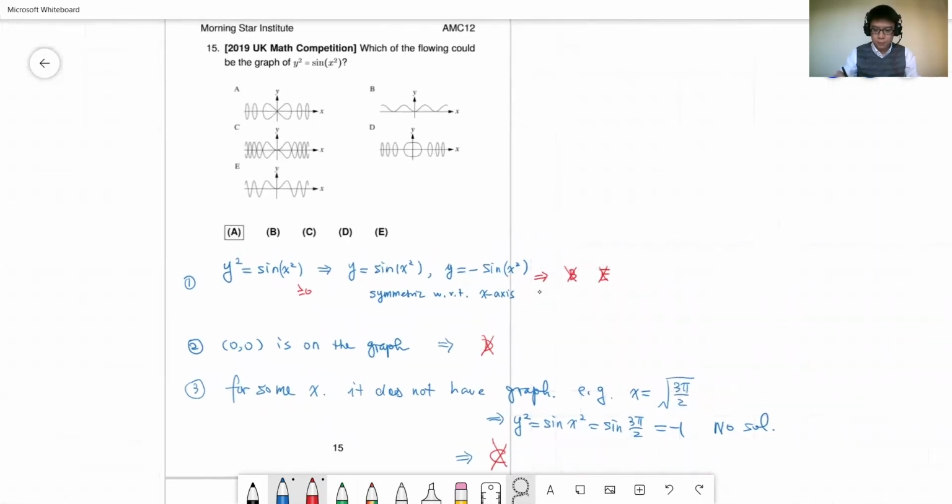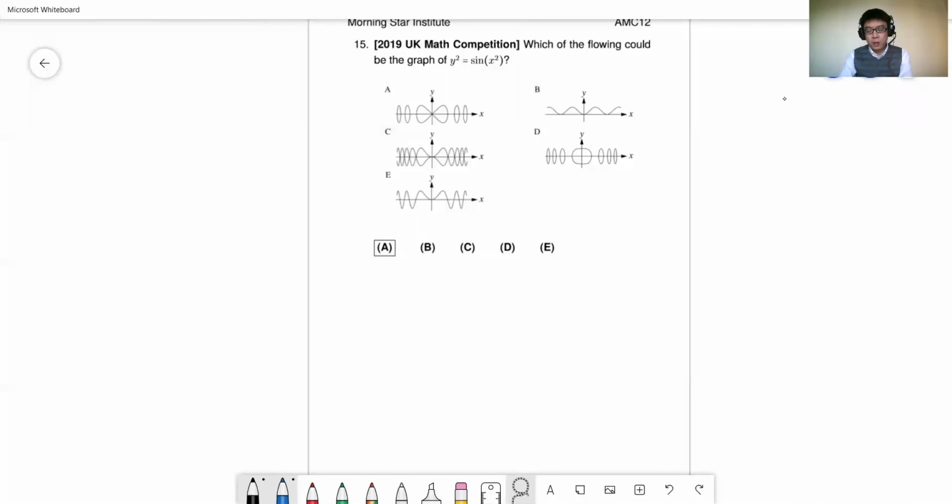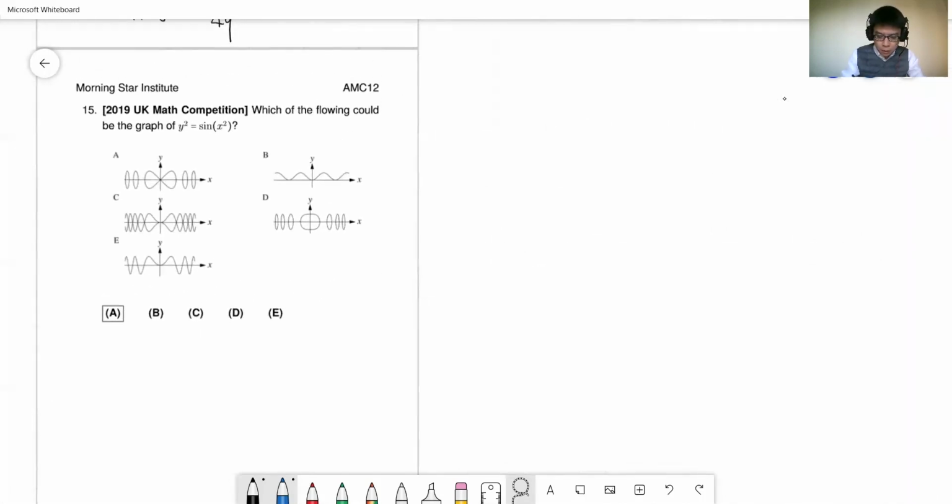So we choose A. For question 15, we can also sketch the graph based on the equation. Let's first record the graph for function sine. So y equals sine x. This is a periodic function. So the graph is 2 pi periodic.